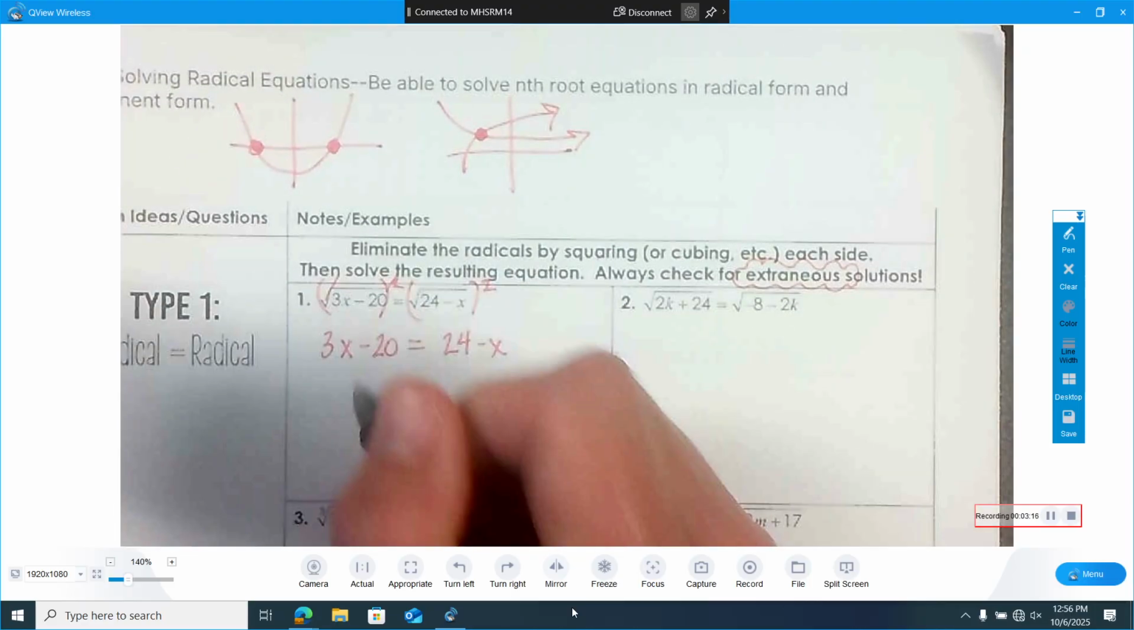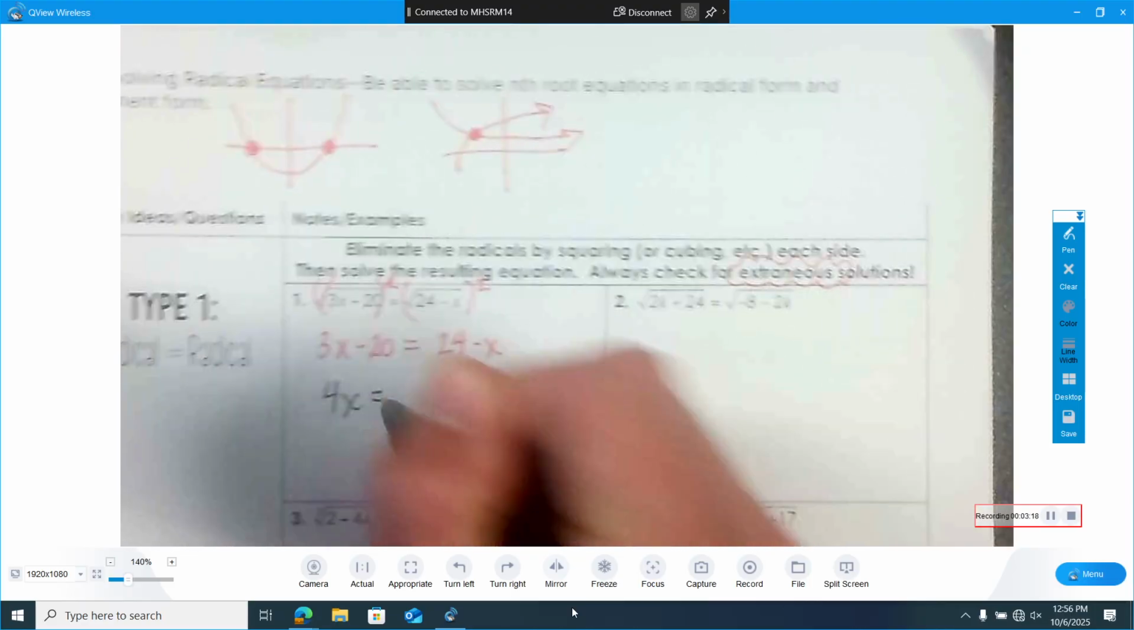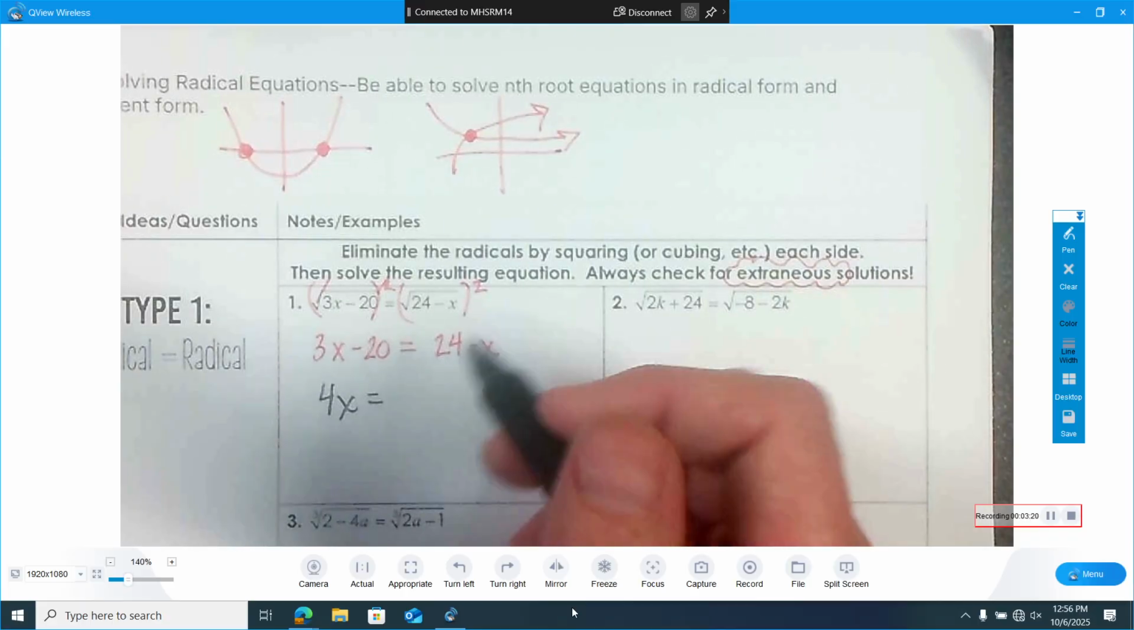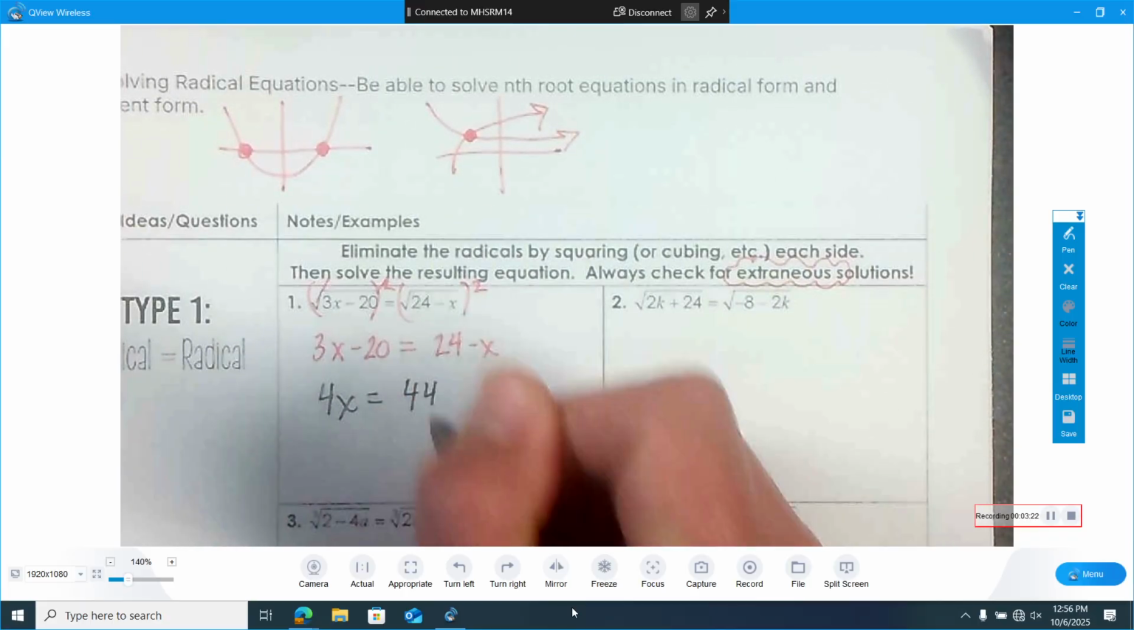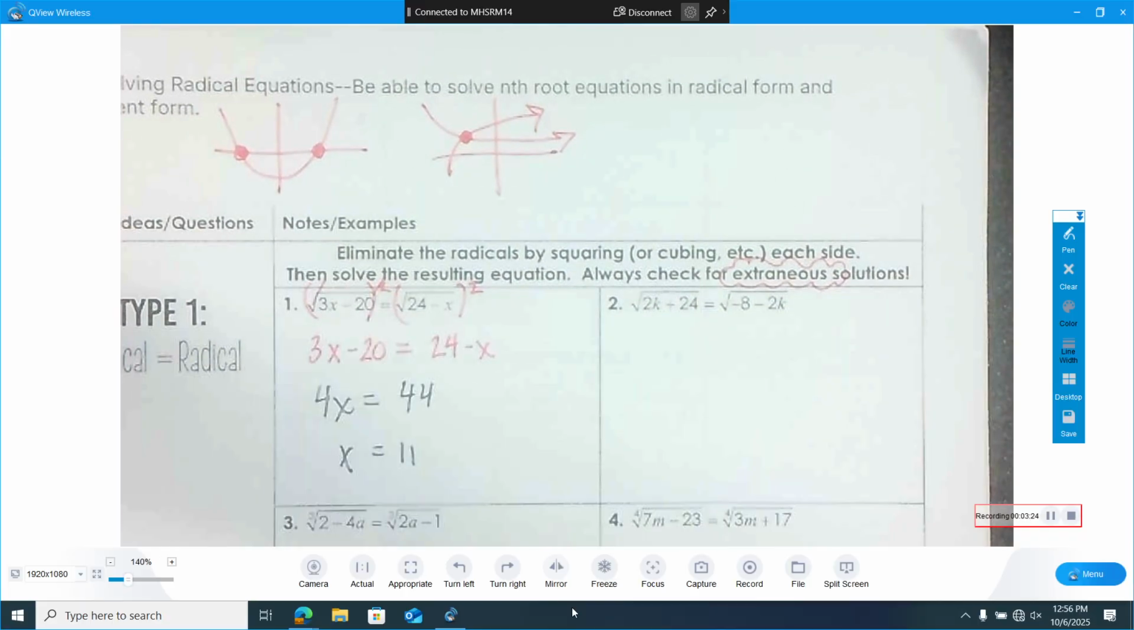Let's see, I'm going to add the x, so that gives me 4x, and I'm going to add the 20, so that gives me 44, which means x equals 11. Beautiful.